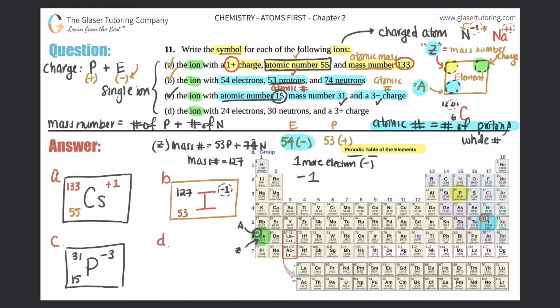Last but not least, the ion with 24 electrons, 30 neutrons, and a +3 charge. Okay. All right. So let's see. Now here, this one's tricky because they didn't tell us what the protons were, and they didn't tell us the atomic number. But they did tell us a +3 charge. That's the overall charge. Now here, I'm going to give you a formula. I'll put it up here.